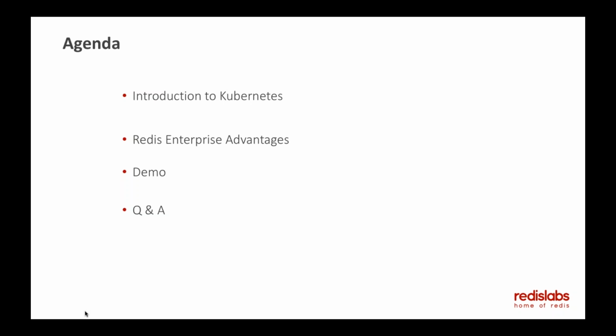So as you see in front of you, the agenda and the flow of today's webinar is that we will walk through the basic primitives of Kubernetes, do an introduction of Kubernetes. Then we will talk a little bit about Redis Enterprise and the advantages it offers. Then towards the end, we will step into a demo portion of this webinar. And finally, we will open it up for questions.